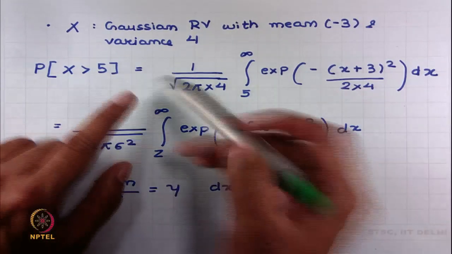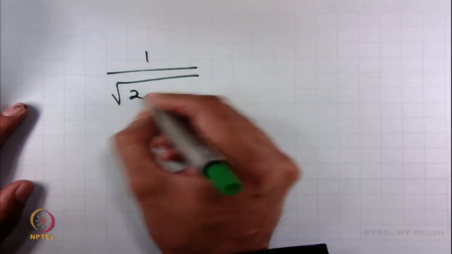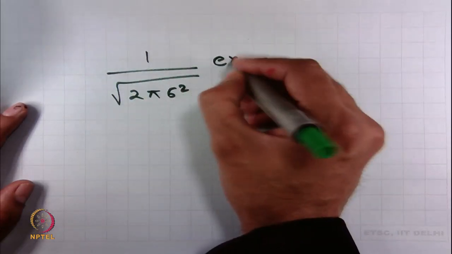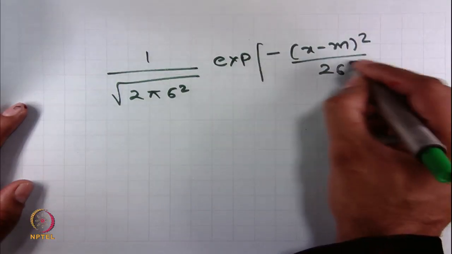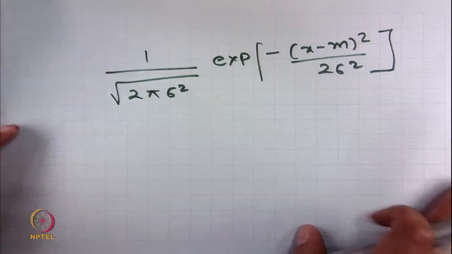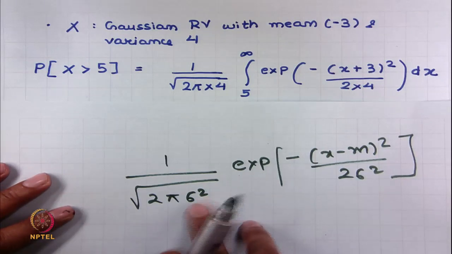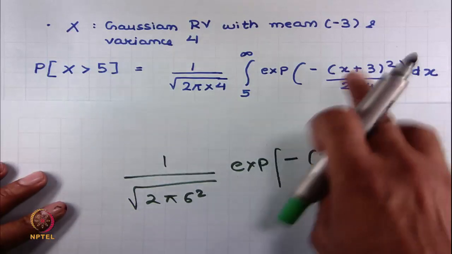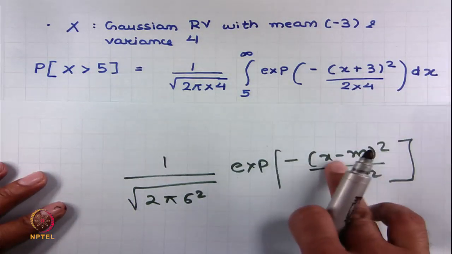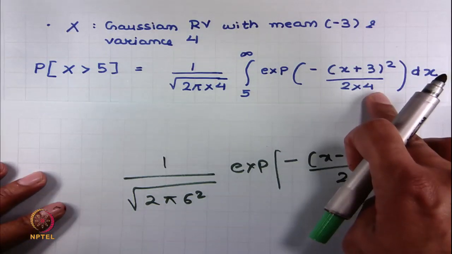So, we have to write the probability density function of this random variable x, and you know that the probability density function for a Gaussian random variable is given by this, right. So, here the variance is 4. So, instead of sigma square we have to substitute 4, and mean is minus 3. So, we have plus 3 here, okay, because here we have x minus m. So, it becomes x plus 3, sigma square is 4, okay.